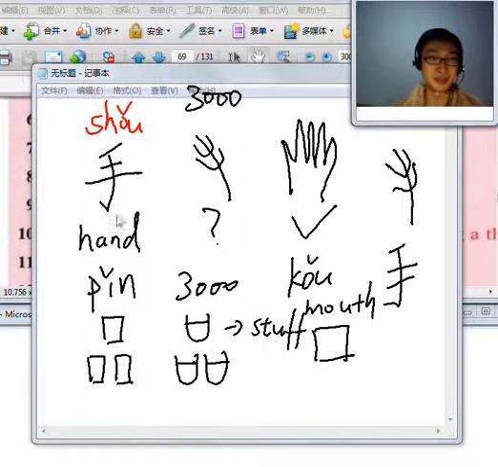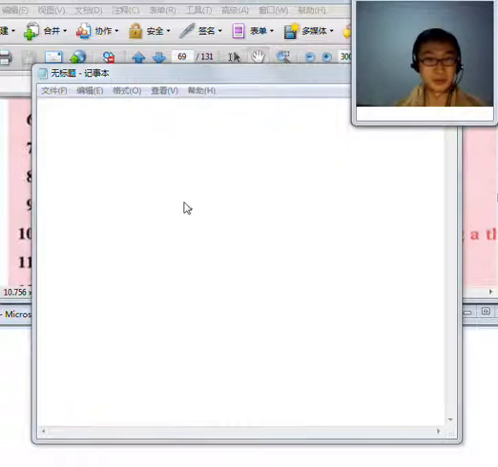I hope you can remember these two characters. One's the hand, one is the stuff. Shou and pin. Okay, so I will write them again for you. First is shou.